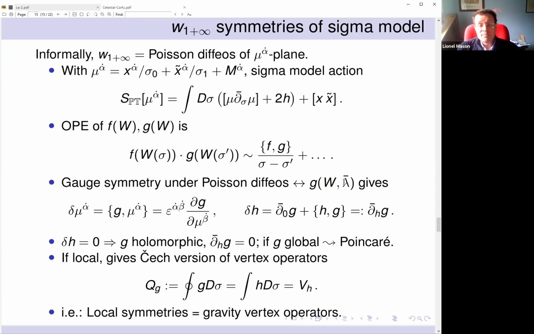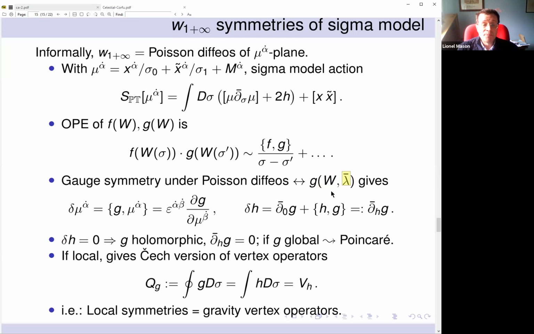And they can be thought of as G, which are functions on twistor space, but they may have some anti-holomorphic dependence too. And under that, then everything deforms according to standard Hamiltonian transformations. And then this H transforms under D bar of G. So if you want it to be a genuine symmetry, then delta H should vanish. And then D bar of G should vanish, so it's holomorphic. And if G is global, then that's Poincare in the flat space, and of course there are no symmetries in the curved case.